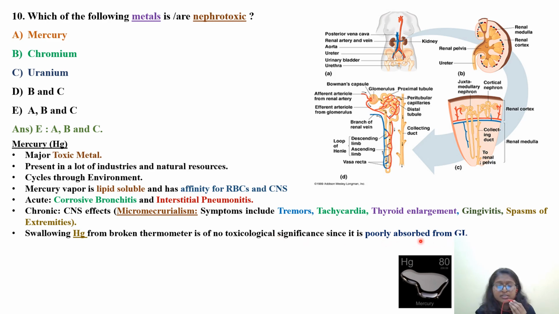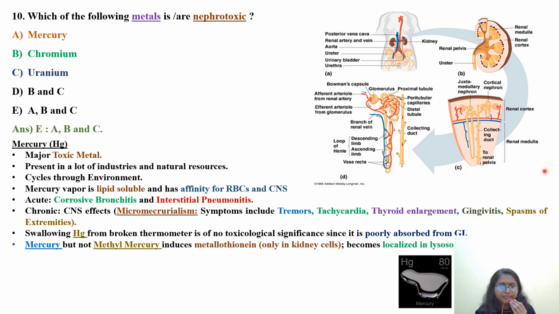So again, kinetics is coming into the picture. It is very important to understand that even though it has high lipophilicity, GI absorption is less, because of which there will be low toxicity. So the route of exposure is also one of the very important components whenever there is toxicity of a certain chemical. Next, mercury, but not methyl mercury.